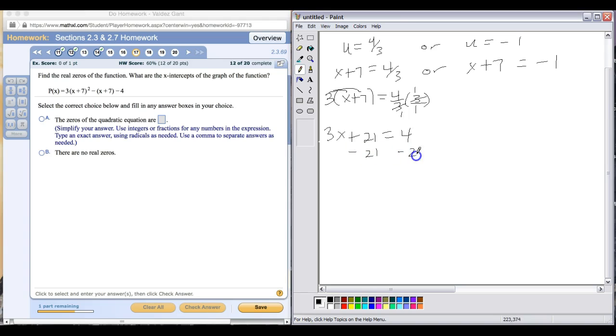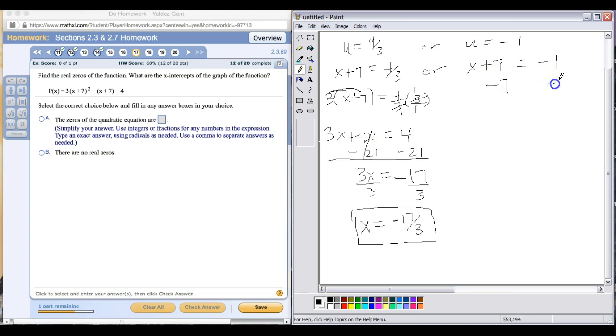Subtract 21 from both sides. And so 21 minus 4 should give us a negative 17. And then we divide that by 3, and then we get negative 17 over 3. That's our first answer. Okay. Our second answer, of course, we come here, subtract 7 from both sides. Pretty simple, and we get x equals negative 8.